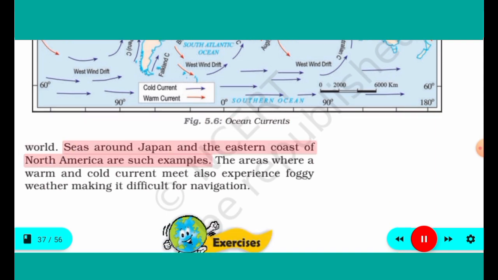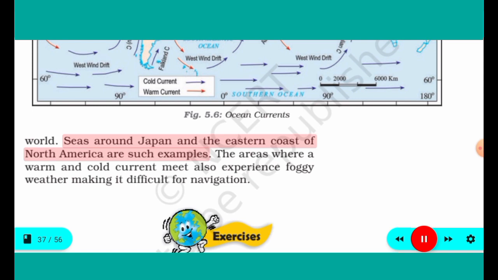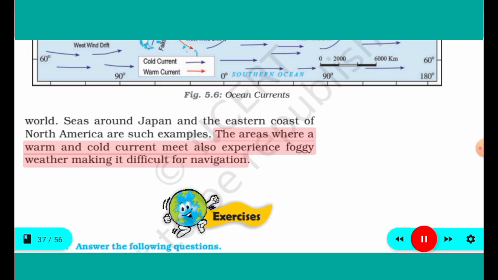World. Seas around Japan and the eastern coast of North America are such examples. The areas where a warm and cold current meet also experience foggy weather, making it difficult for navigation.